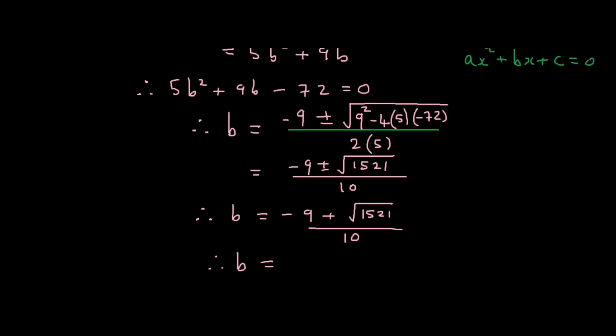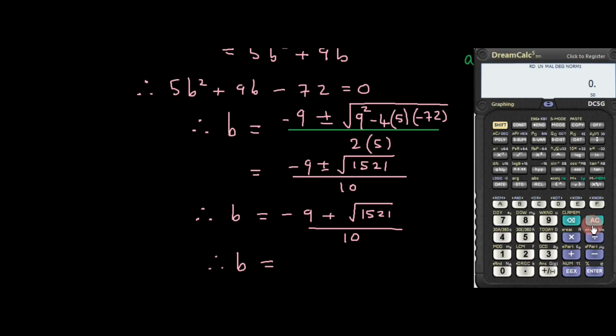And finding this on the calculator, we have negative 9 plus the square root of 1521, divided by 10. And we see that b is equal to 3.